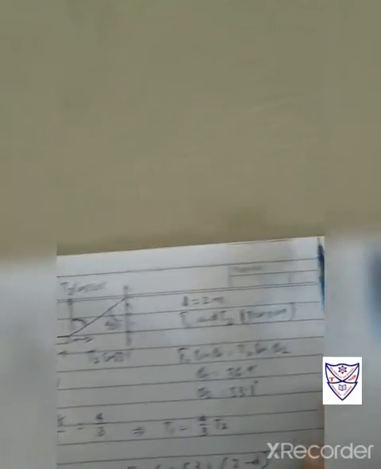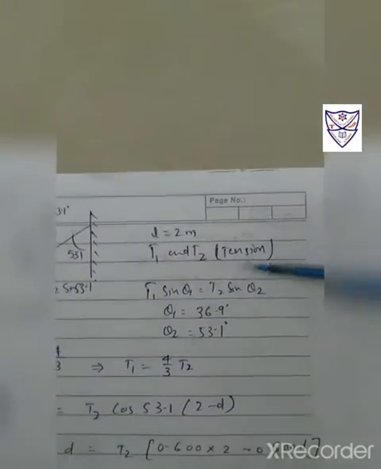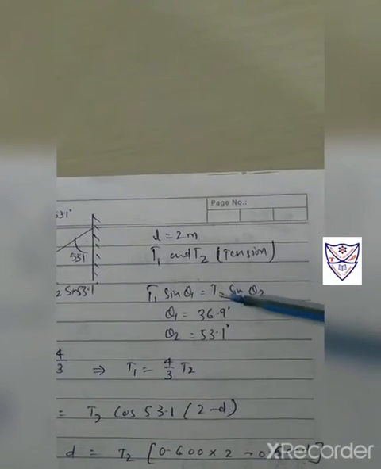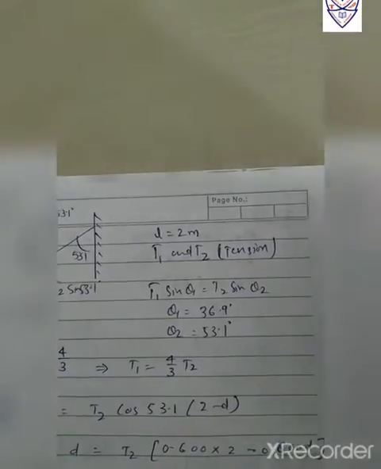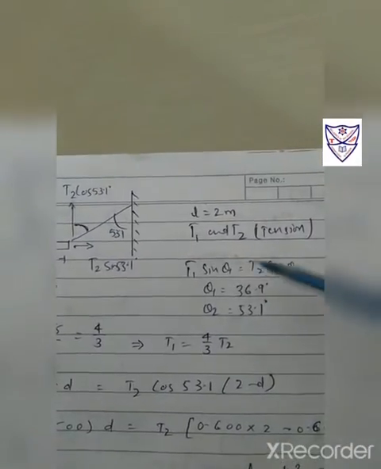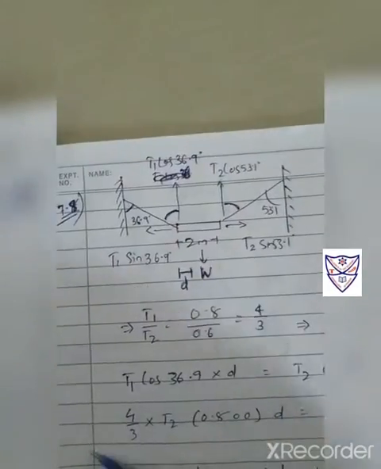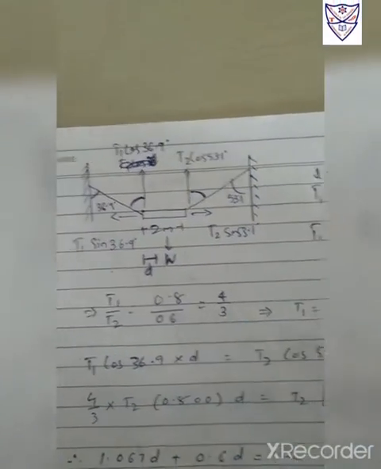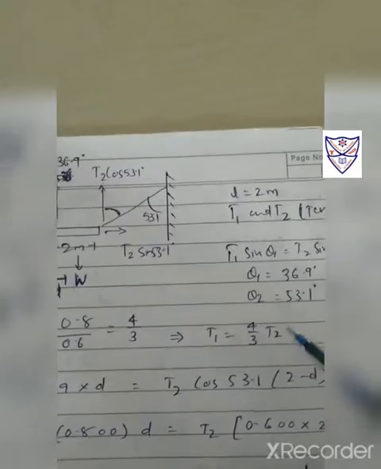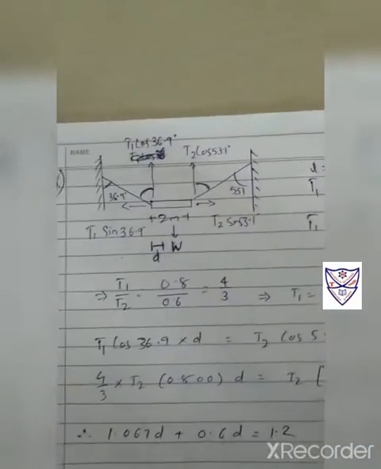After that, the given data says you have L, T1 and T2, which are the tensions. You can write T1 sin theta 1 is equal to T2 sin theta 2. Theta 1 and theta 2 values are given. Just place them and find the ratio of T1 and T2. You will get T1 upon T2 is equal to 4 upon 3. So you can write T1 is equal to 4 by 3 T2.